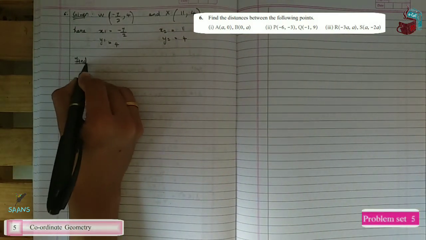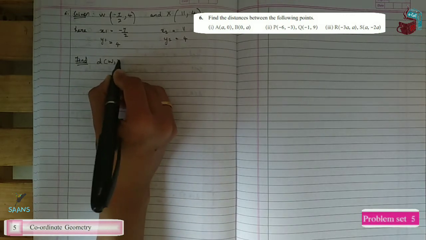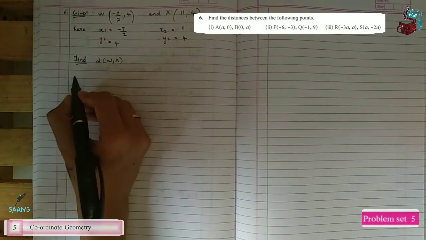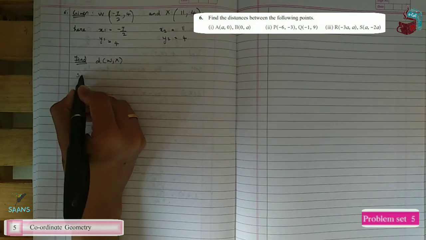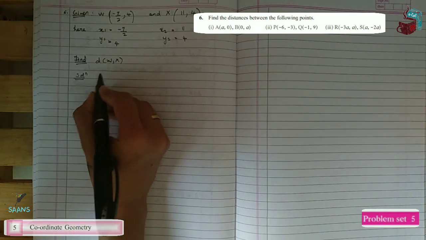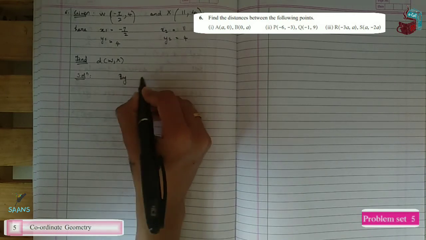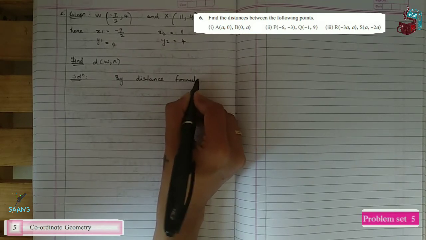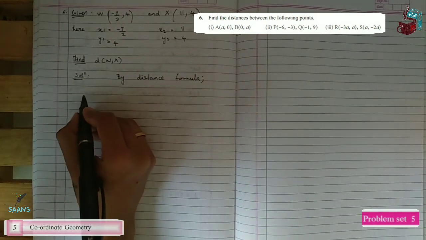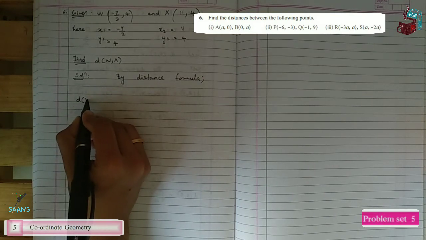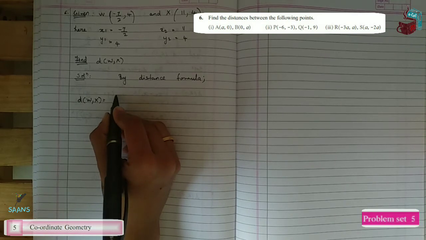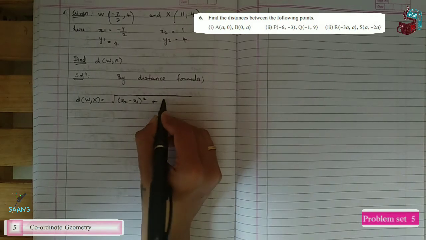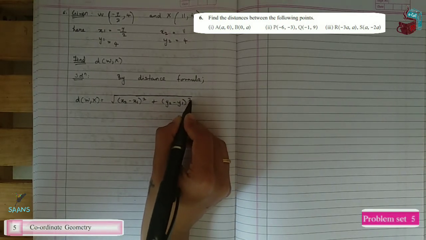Find distance w comma x. You will wonder why Miss is writing everything, because Miss has to write. If I don't write, you all will stop writing. Therefore, solution by distance formula. So therefore, distance w comma x is equal to under root x2 minus x1 the whole square plus y2 minus y1 the whole square.